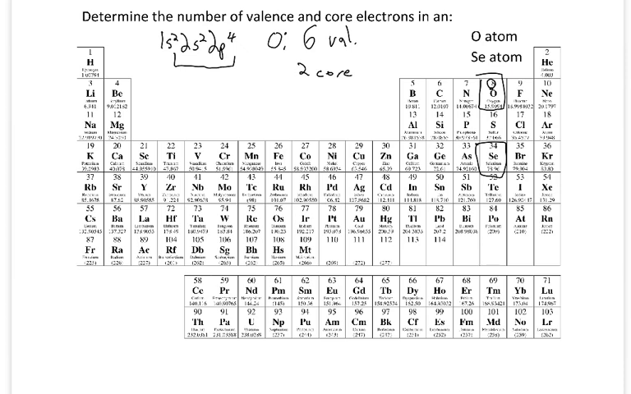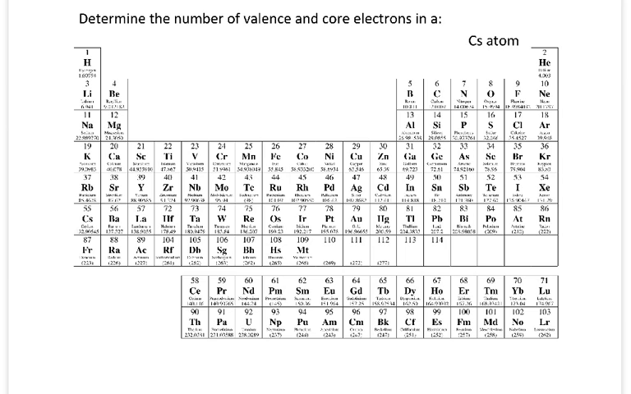And notice that oxygen and selenium are in the same column. Elements in the same column always have the same number of valence electrons. So selenium also has 6 valence electrons. And selenium has 34 total electrons, so 34 minus 6 is 28. So selenium has 28 core electrons. Let's look at another example on the next slide.